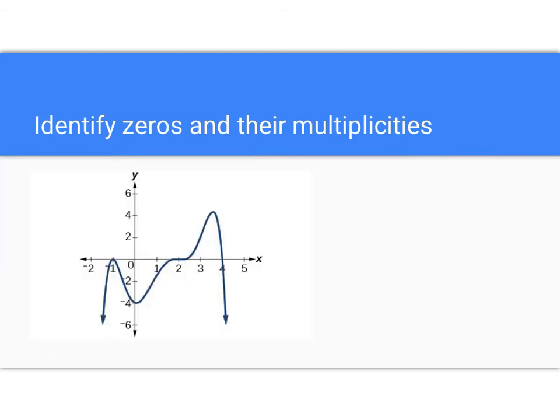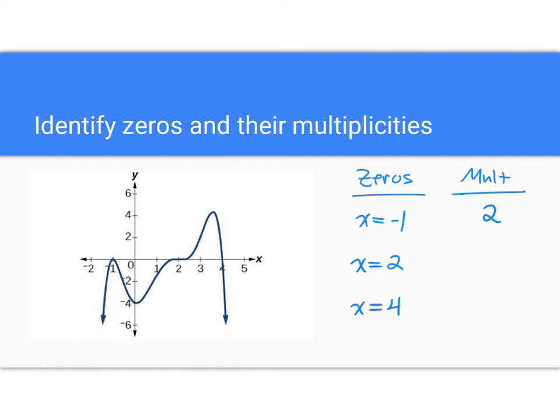So here, we're going to have zeros, and we're going to list their multiplicity. If you look at the graph, there's a 0 at -1, there's a 0 at 2, there's a 0 at 4. The multiplicity of the 0 at -1 is 2. And I know that because it looks like a little parabola touching at -1, and it's not particularly flattened, so I wouldn't say it's 4. The multiplicity would be 2.